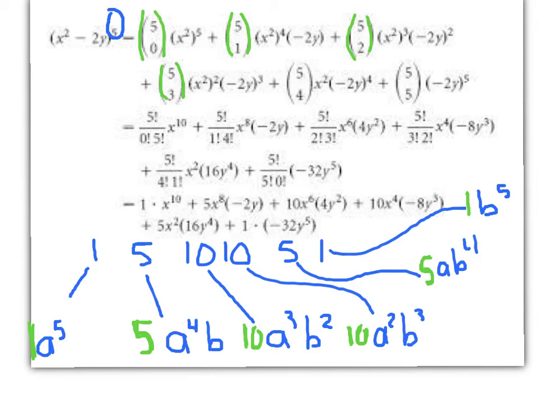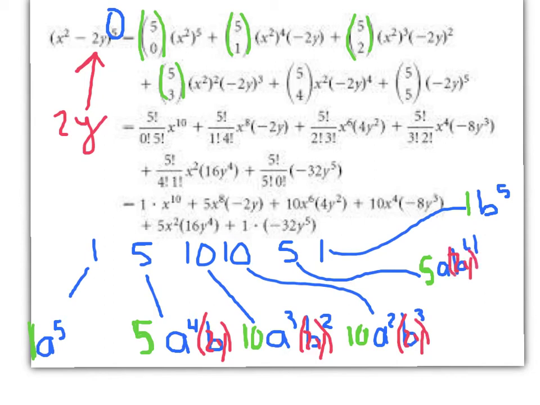But what you do have to think about that's sort of tricky is the b in this problem is 2y. So wherever there's a b, I've got to replace it with a 2y. So this 2y gets squared, and this 2y gets cubed, and this 2y is taken to the 4th power, and this 2y is taken to the 5th power, and you also have to think about signs because all of these 2y's are negative 2y's.